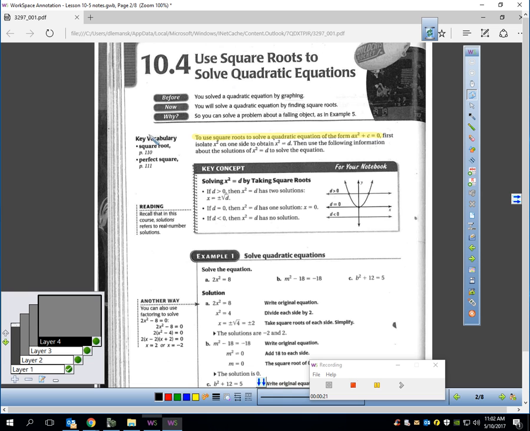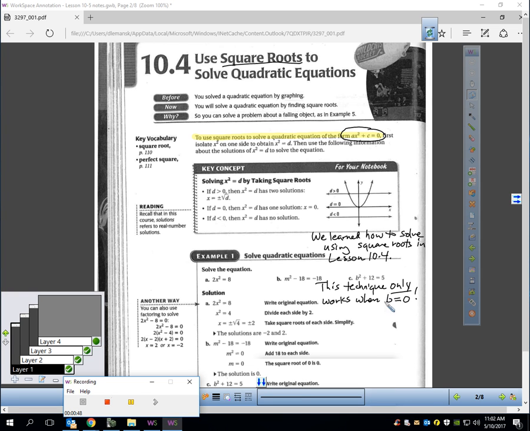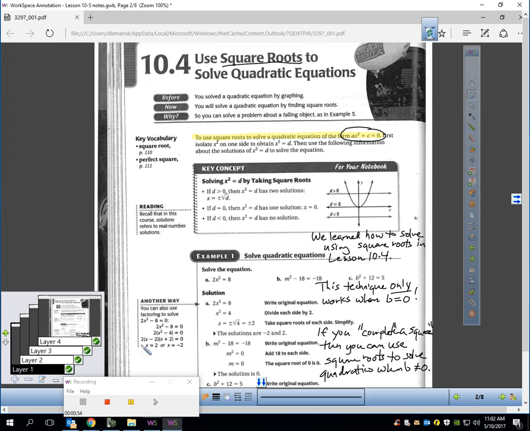We have to go back to the last lesson. Here's the last lesson you just completed, how we used a square root to solve a quadratic. Now remember, to use a square root, the problem had to be in standard form with b equaling 0. We learned how to use square roots in lesson 10.4, standard form when b equals 0, this process worked. Now again, this technique only works when b is 0.